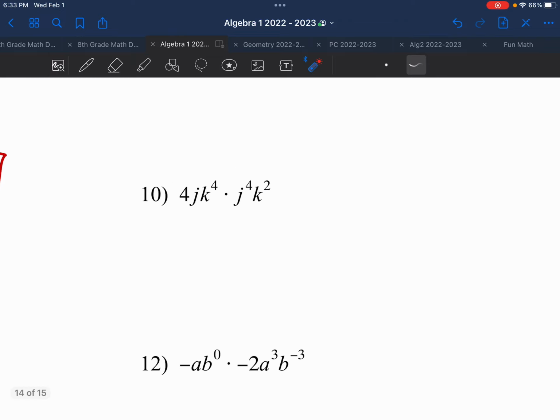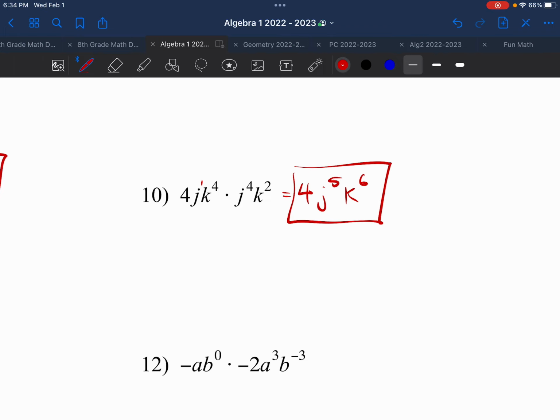All right, in number 10, I'm going to multiply the coefficients 4, and there isn't one. Technically, there's a hidden one. So I'm just going to rewrite the coefficient of 4. Okay, let's do all the j's. I have a j to the power of 1, and I have j to the power of 4. I'm going to add that 1 and that 4, and I'm going to get j to the power of 5. What about k? K to the power of 4 plus 2, because I'm adding these since these bases are being multiplied. 4 plus 2 is going to be 6. This is k to the power of 6.